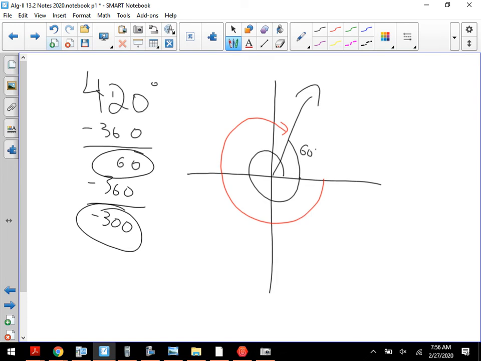That's why I like to draw them out, to show the visual part of it. That's why using that little reference angle works out.